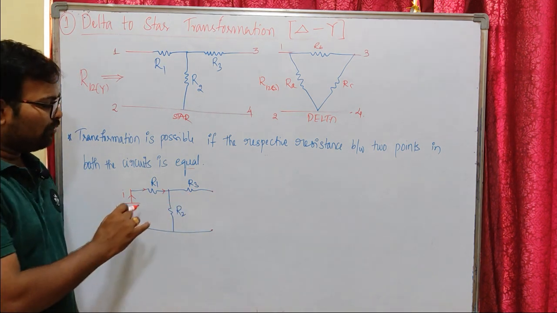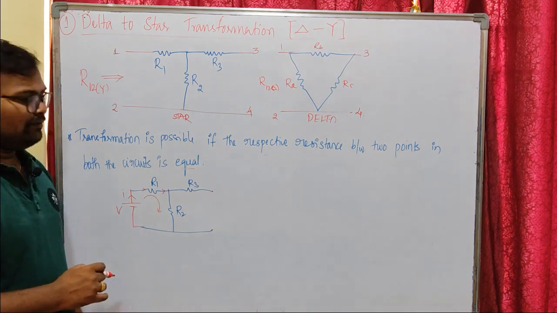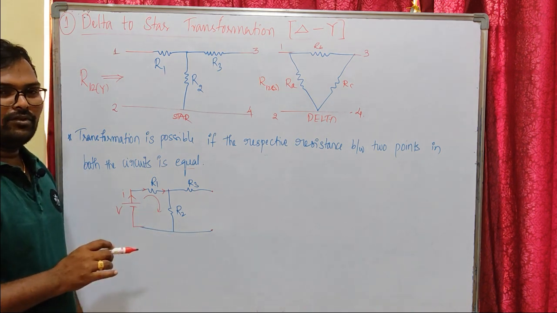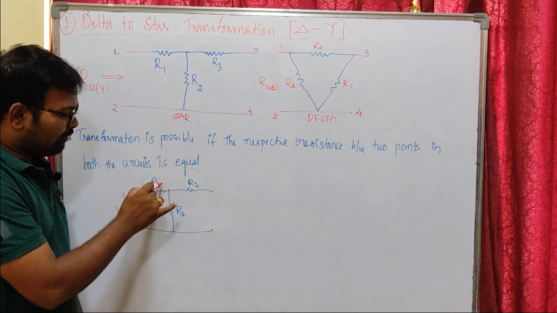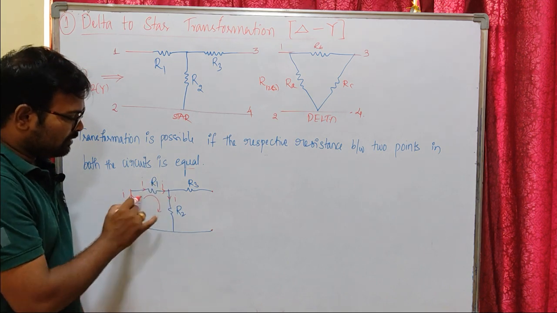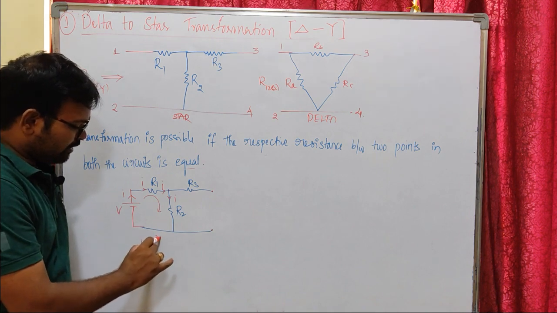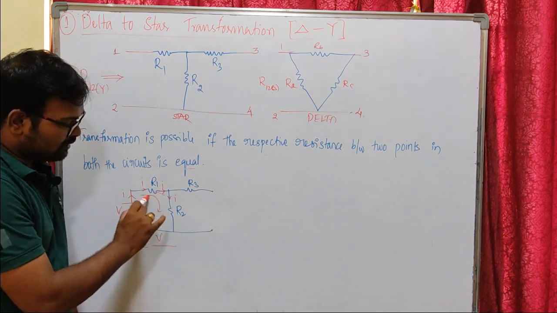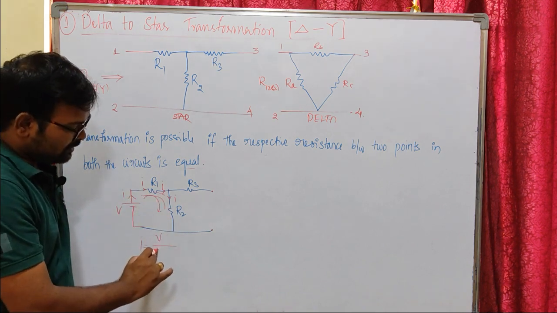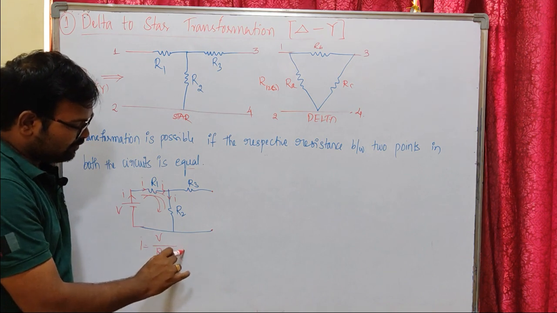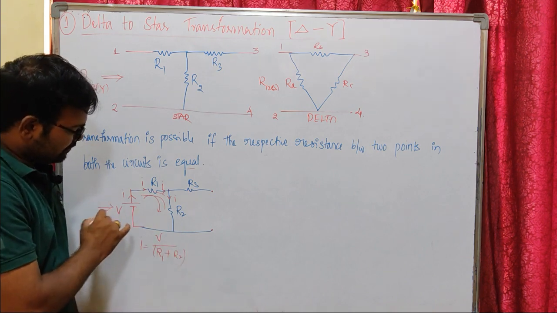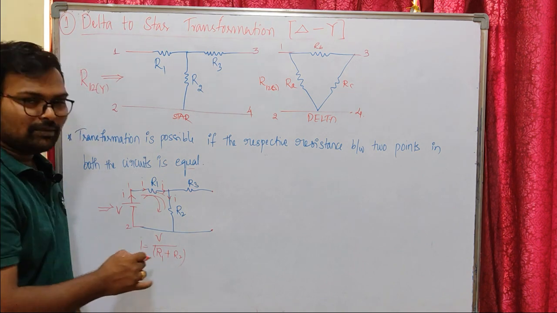That means current will flow only in a closed path. If the circuit is open, the current will never flow. That means the total current up to R1 will only flow through R2. The same current will flow to R2. That means the current here is given as V by, here both resistors are connected in series, that is R1 plus R2. That means the effective resistance between these points 1 and 2 is R1 plus R2 only.